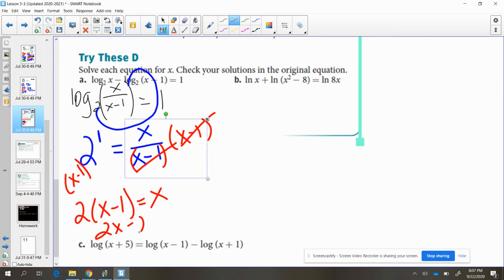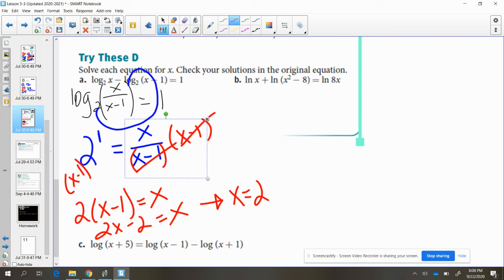Distribute: 2x minus 2 equals x. And if we add the 2 and subtract the x, we end up getting x equal to 2. Now, you always want to double check. Can I plug this back into the original, and will it make sense?